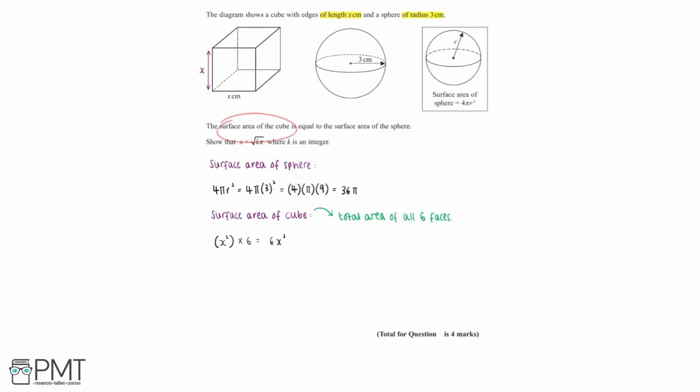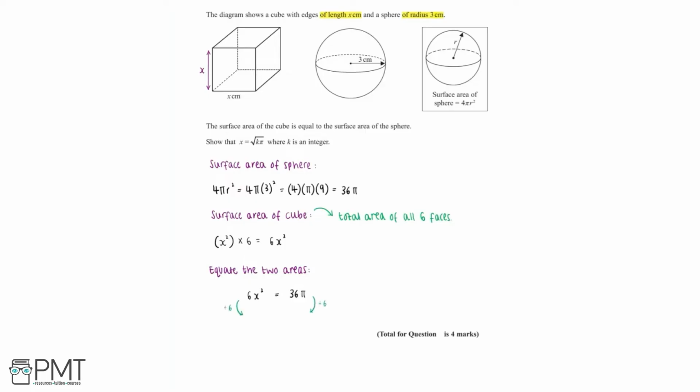We know that the surface area of the cube is equal to the surface area of the sphere. We said that the surface area of the sphere is equal to 36 pi, and the surface area of the cube is equal to 6x squared. We know that 6x squared is equal to 36 pi. Now since we need to show that x is equal to the square root of k pi, we need to find the value of x, and we can start by dividing both sides by 6.